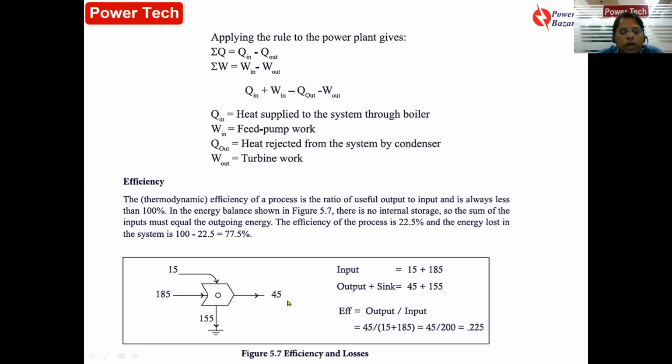So with the help of the energy balance, we can find the efficiency of the system. We are concerned with the useful output energy, and this can be improved or increased by reducing this heat loss.